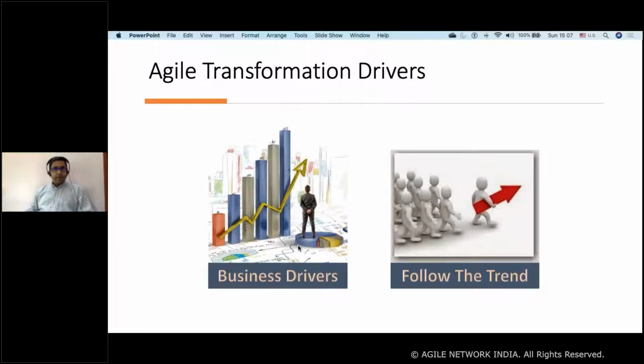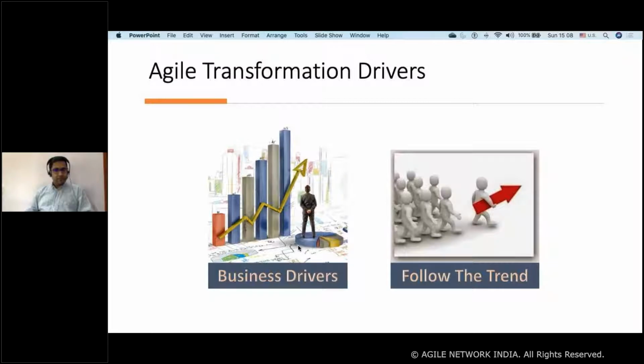And there could be another set of organizations who just follow the trend because the rest of the market players and competitors are following agility, or they're moving towards agile. So they don't want to be left out. All right. And the implementation also will vary. Some organizations start small, then they scale, whereas some other organizations start at enterprise level. They look at an organization level transformation.